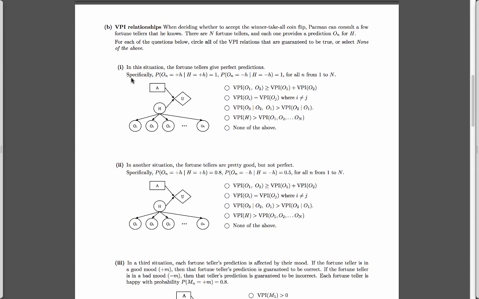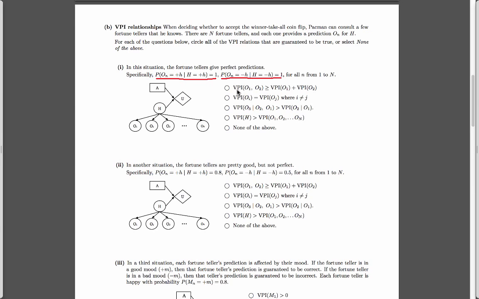So in part I, we actually have the case in which the fortune tellers give perfect predictions. So if it comes out heads, then the fortune teller will say that it will come out heads, and if it comes out tails, then the fortune teller will say it will come out tails. So the fortune teller knows the exact outcome of H.